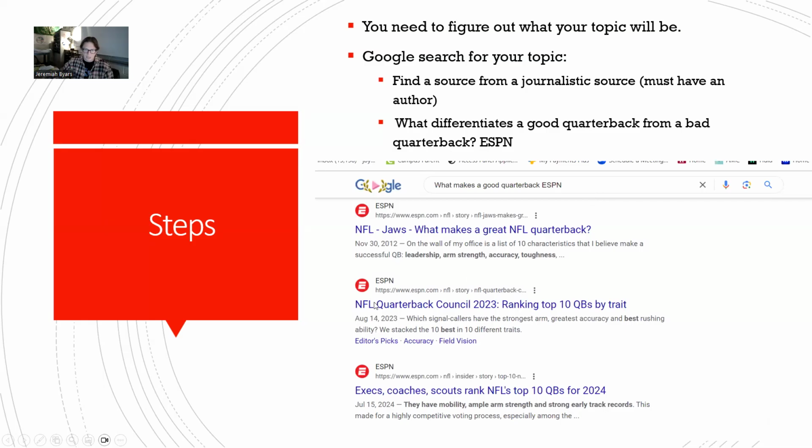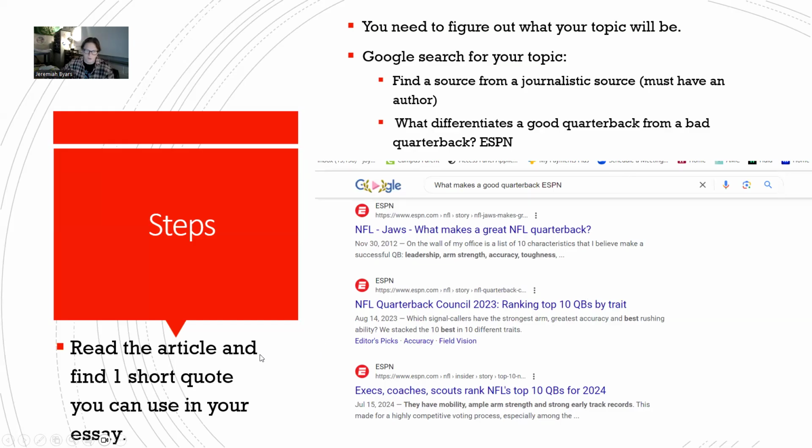And then when I do that, I get all of these. NFL Jaws, what makes a great NFL quarterback? NFL Quarterback Council 2023, ranking top 10 QBs by trade executives, coaches, scouts. These are all articles that I could select. Now, I would probably go with these two because 2024 versus 2012, but sometimes quarterback characteristics are timeless, so I could use any of these for my paper. Read the article and find one short quote that you can use in your essay. Again, it shouldn't be the definition, but more like explaining details.